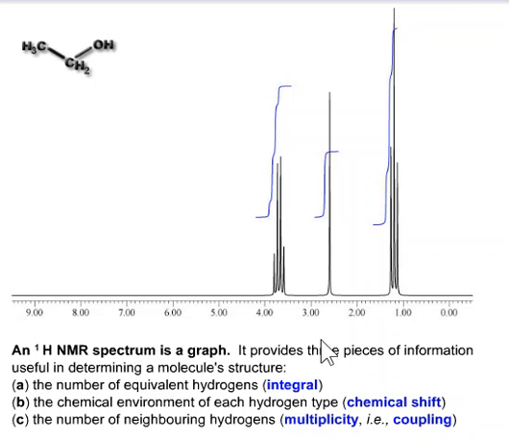So the first thing to notice is that there are 3 signals. And signals are, in some cases, split up into peaks. So the signal on the right is split into 3 peaks, and then there's one in the middle that's just 1 peak, and the one on the left is split into 4 peaks.